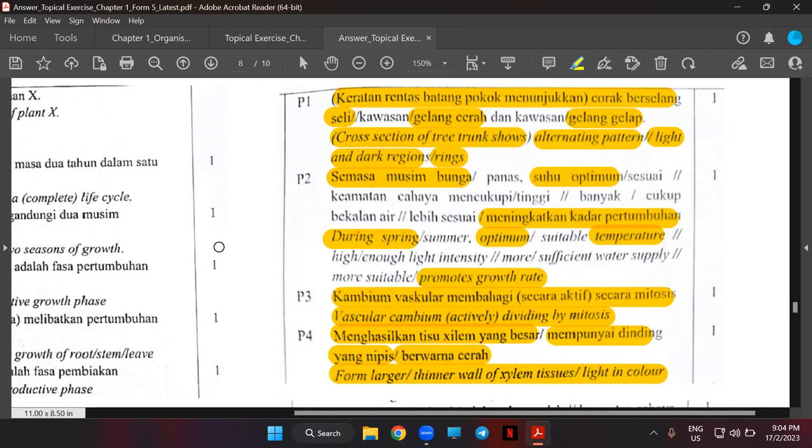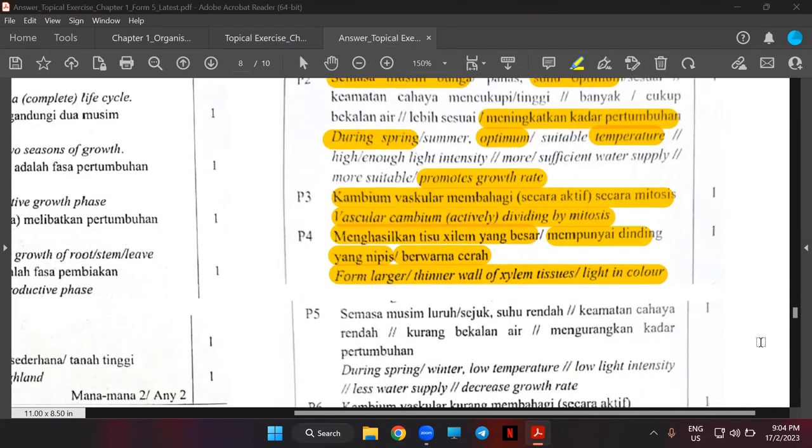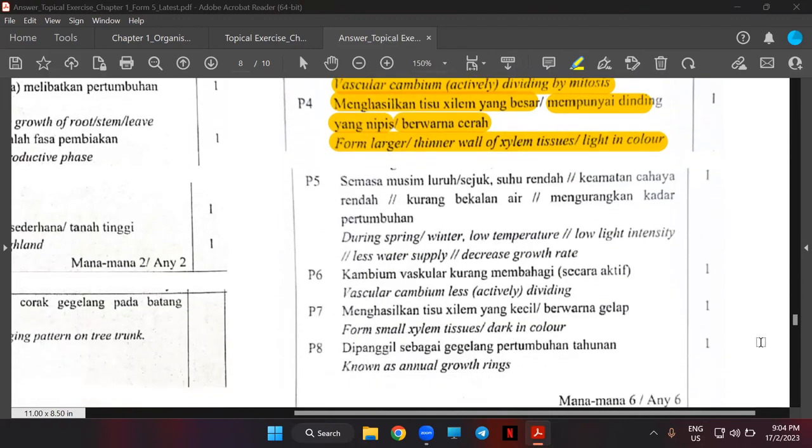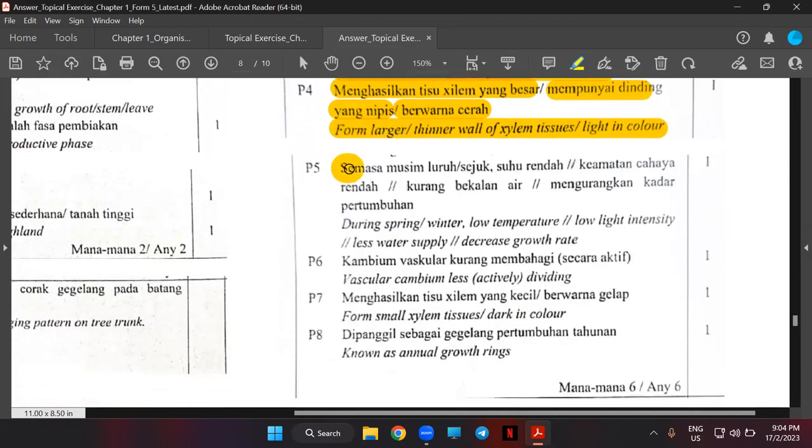Can see a chat. Okay, done already. Okay, markah kelima dan markah keenam. Semasa musim luruh atau sejuk, saya lebih suka sejuk. Semasa musim sejuk, di mana suhu rendah mengurangkan kadar pertumbuhan. During winter, due to low temperature, this decreases the growth rate.